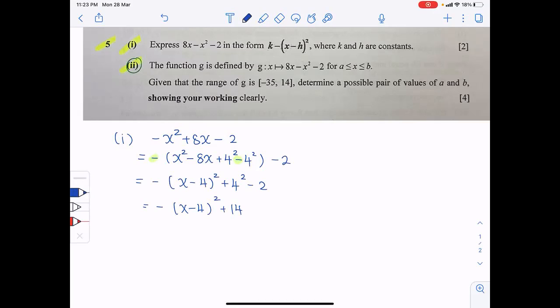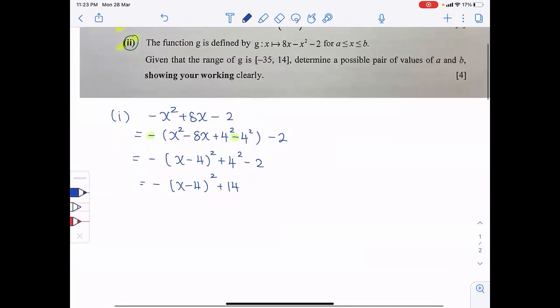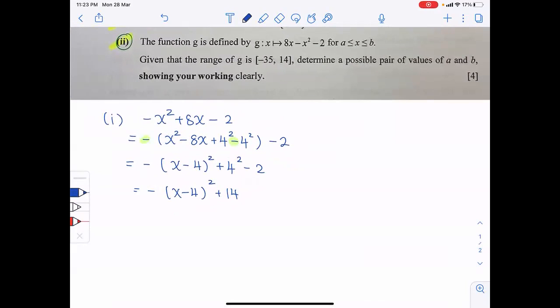So I keep saying that for function questions, right, function and graph are the same topic. So you can't do function without graph. This part 2 is definitely a graph question. You have to draw it. This is an inverted U-shaped graph. So let me draw this.